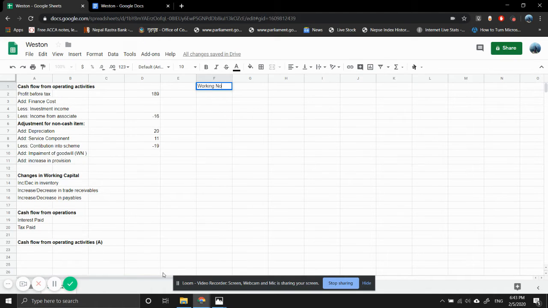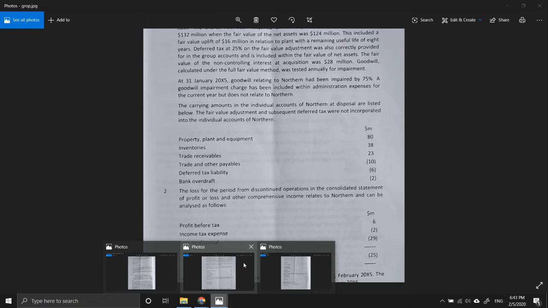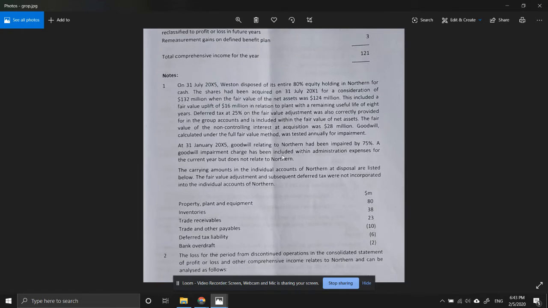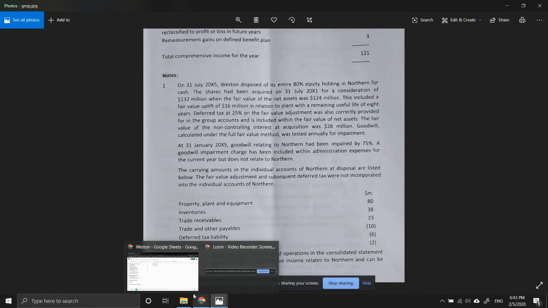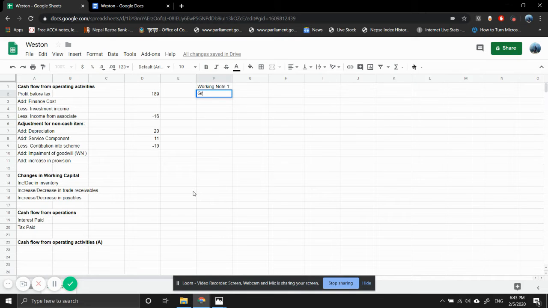So let's create our working note. Since I think we are not given any goodwill, right? We are given net assets, and then we need to calculate goodwill. Yep, goodwill is not given. So holding percentage, structure: parent 80, NCI 20.